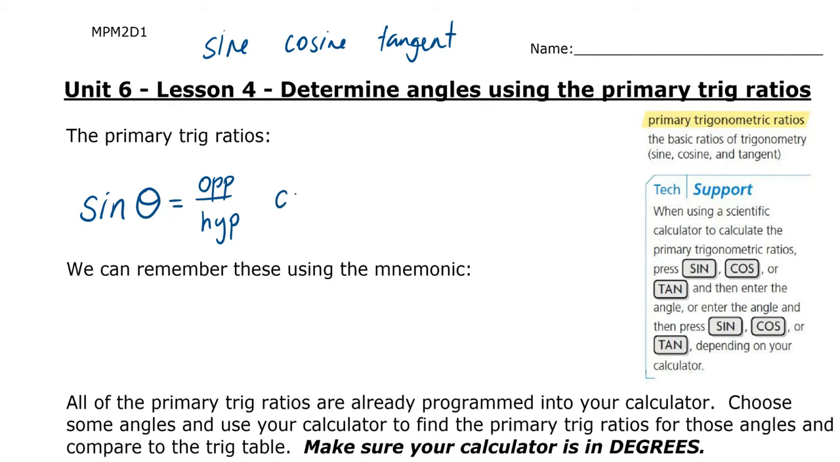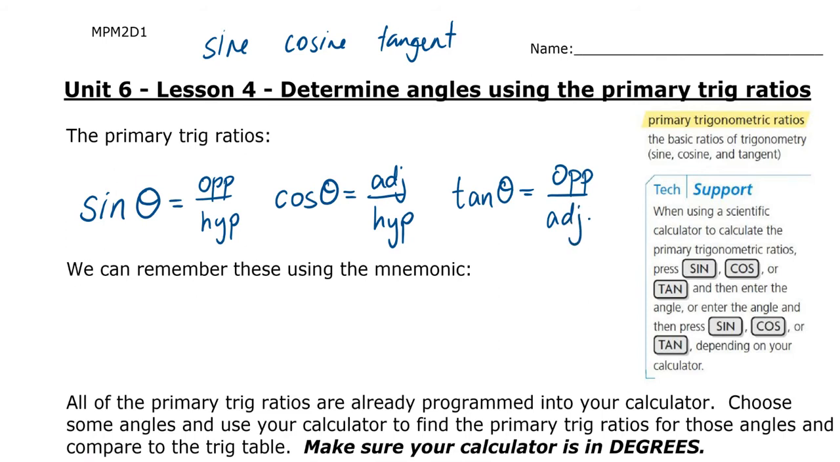Cosine ratio is abbreviated COS, so the cosine of the marked angle is equal to the length of the adjacent side divided by the length of the hypotenuse side. And the tangent ratio, abbreviated TAN, tangent of the marked angle, is equal to the length of the opposite side over the length of the adjacent side.